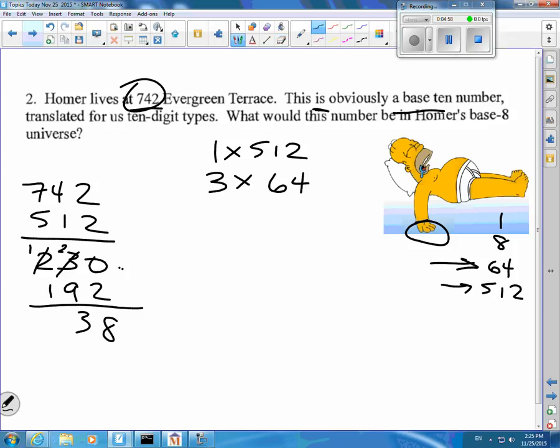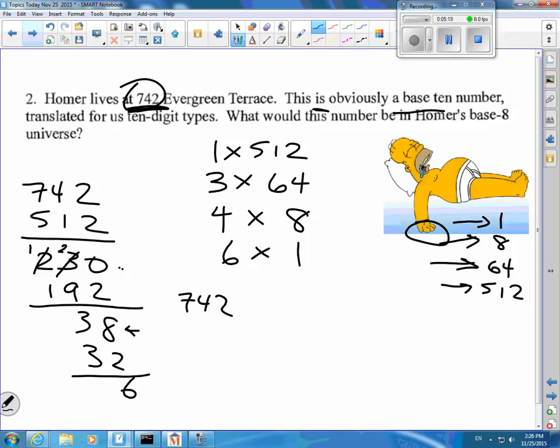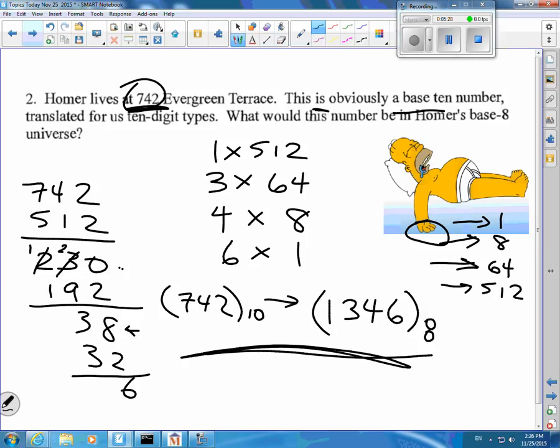So I'm now at the eighths place of this number. How many eighths would I find in the number 38? For sure, I'd find 4 of them. So there's 4 for a value in the eighths place. 38 minus 32 is 6. And that just leaves 6 in the ones place. So this number in base 10 translates to 1, 3, 4, 6 in base 8.